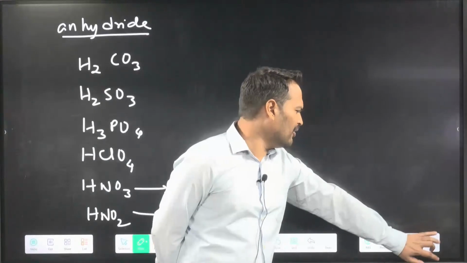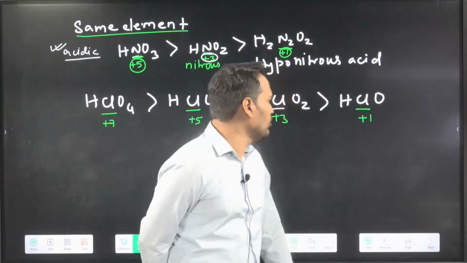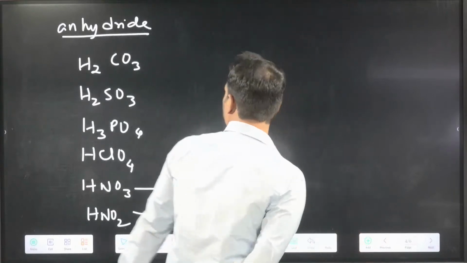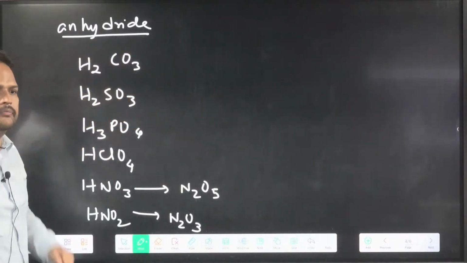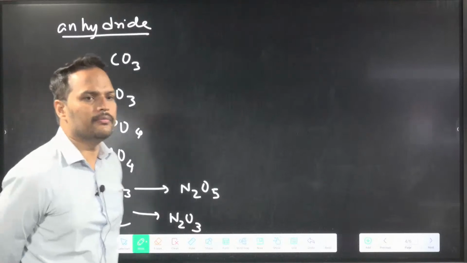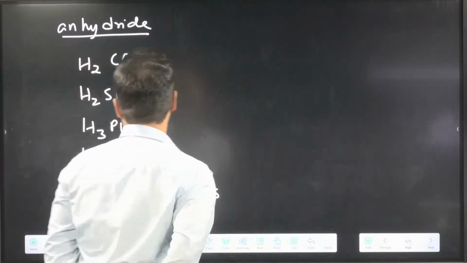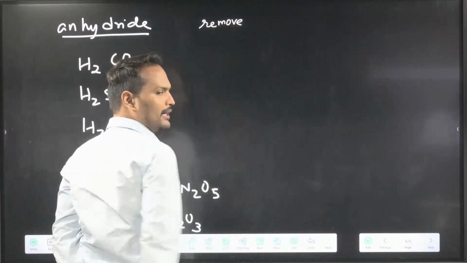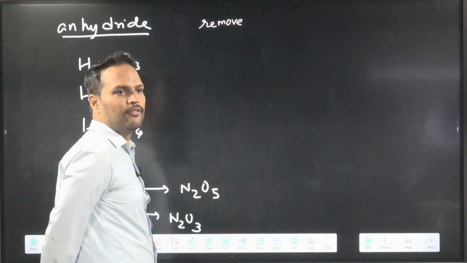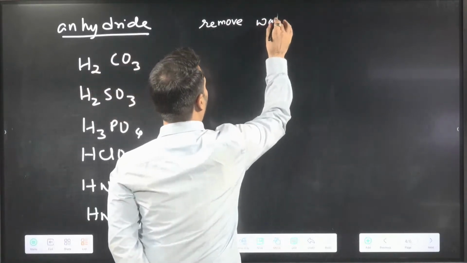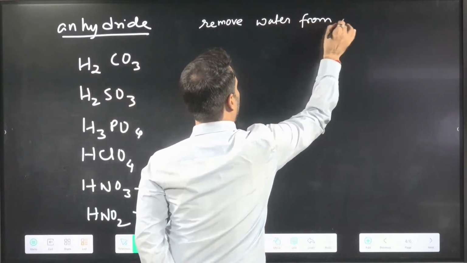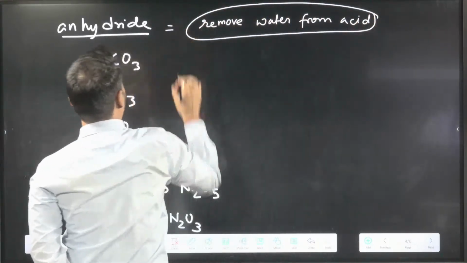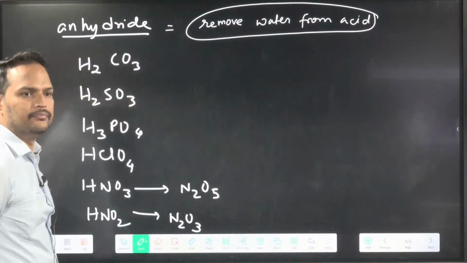Okay. Now the last thing is there. This is totally your choice, if you want to study this one. Otherwise you can skip. This is about anhydride. You know what is anhydride? Anhydride is the compound which you get after removal of water. Remove water from acid. If you remove water from acid, you will get anhydride.